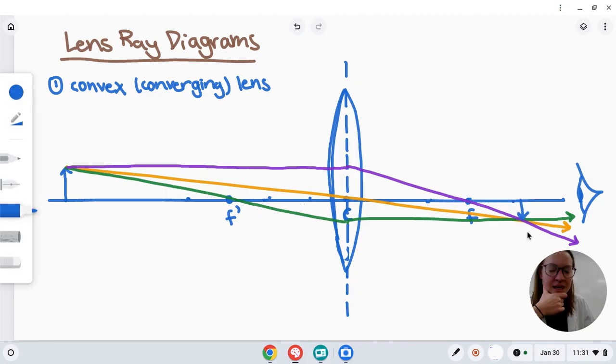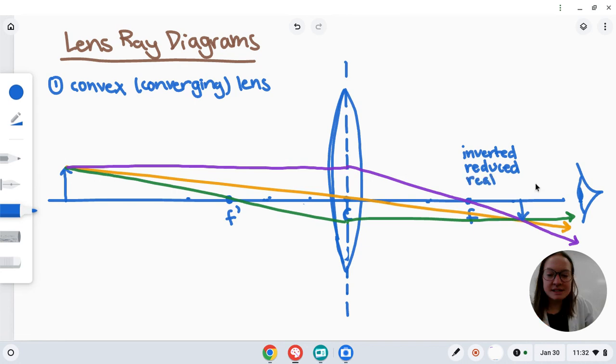What three adjectives would you use to describe this image? Well, you would probably say this image is inverted. You would probably say this image is reduced in size. And lastly, this image is made of real light rays. There are real light rays that are actually here. So you would say that this image is real.